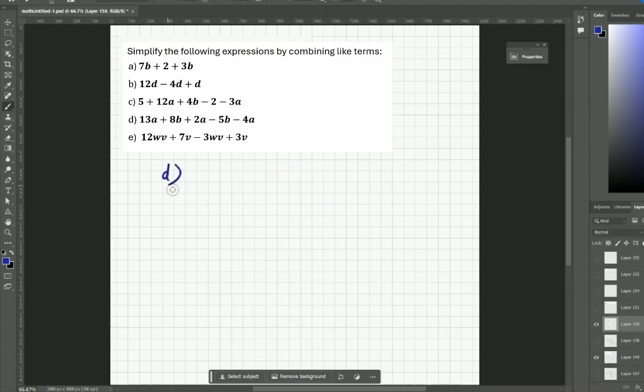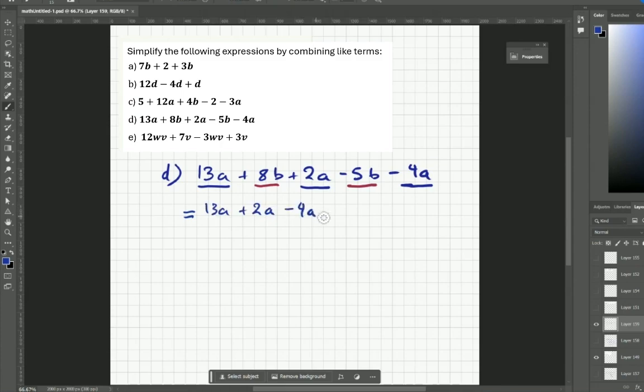So we have D, which is going to be 13a plus 8b plus 2a minus 5b minus 4a. So we have an a group here and an a group here, including the sign, another a group here, and then we have 2 groups with the same pronumeral b here. So let's simplify this expression. 13a plus 2a minus 4a, we'll do these in red, plus 8b minus 5b.